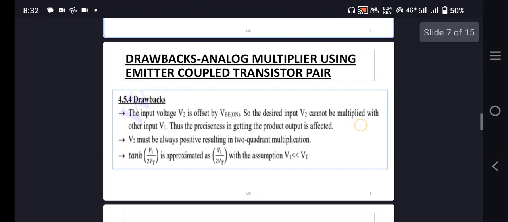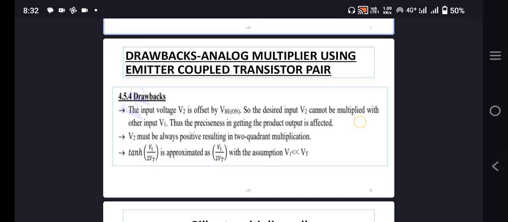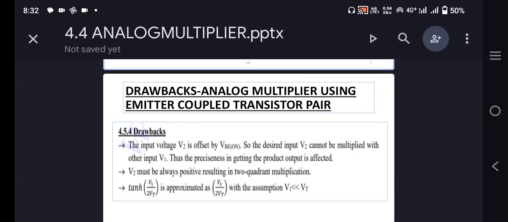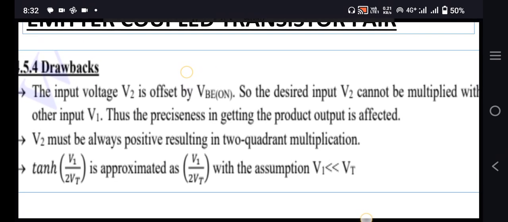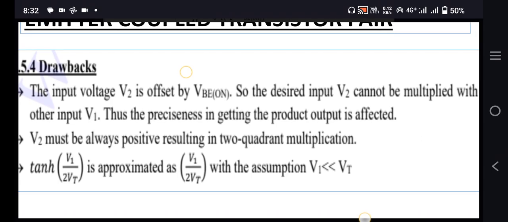The drawbacks of analog multiplier using emitter coupled transistor pair are, the first one, the input voltage V2 is offset by VBE on, so the desired input V2 cannot be multiplied with the other input V1. Thus, the preciseness in getting the product output is affected. V2 must be always positive, resulting in 2 quadrant multiplication. Tan H of V1 by 2 VT is approximated as V1 by 2 times of VT with the assumption of V1 very less than VT.